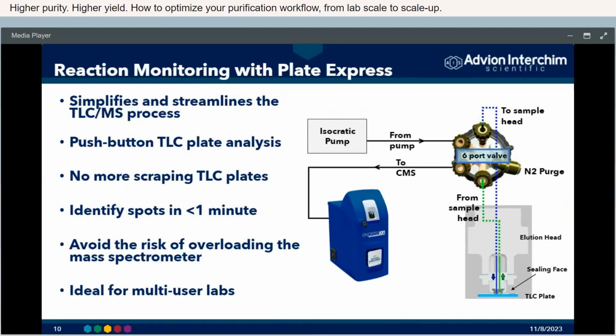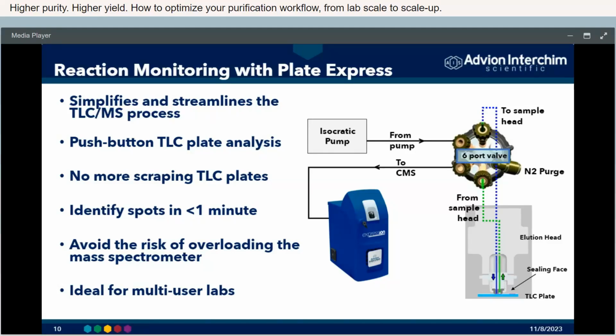Okay, so how does this work? You have an isocratic pump pumping solvent into a valve, and then in the Plate Express, you have what's called the elution head. That is going to come down and form a nice seal with your TLC plate above your spot. And then the solvent will wash through the elution head, washing your compound out from the plate, filtering out the silica, and then directly into the CMS.